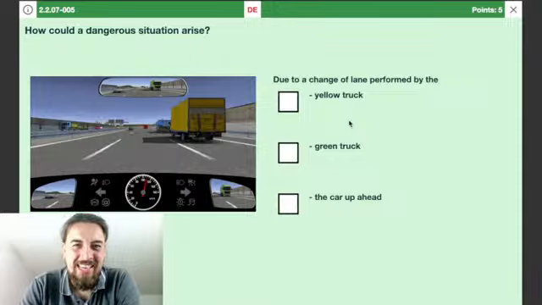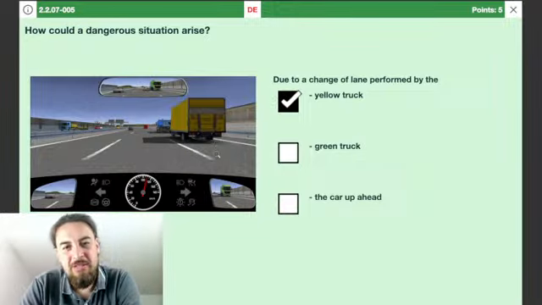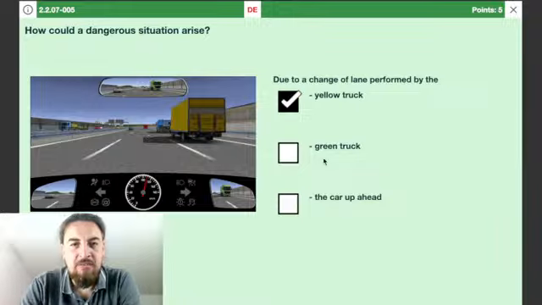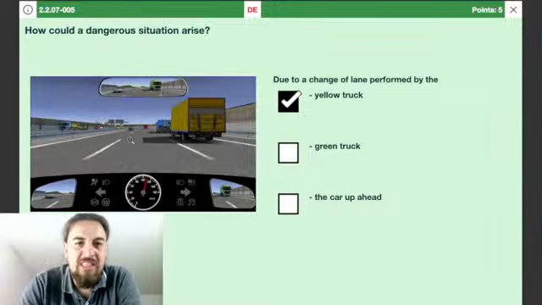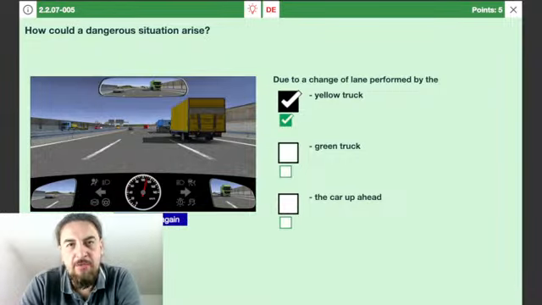Well, I actually said it already. Yeah. So it's the yellow truck because he's getting quite close to our lane. And the green truck has nothing to do. He's far ahead in our back mirror, and the car up ahead doesn't matter as well. So it's just the first one which is correct.